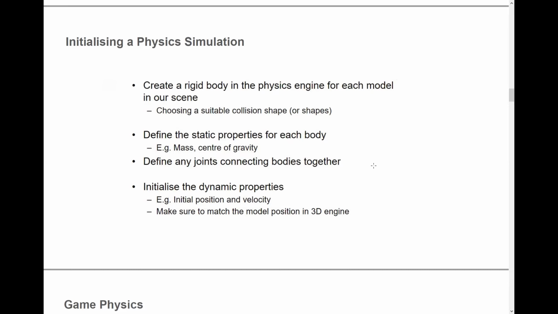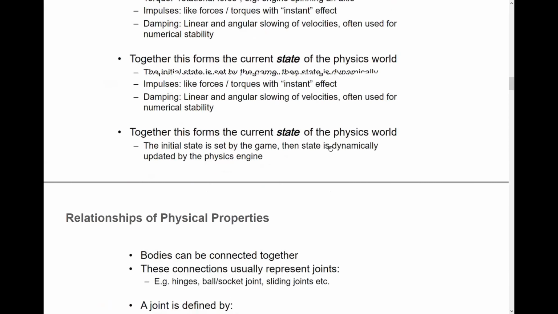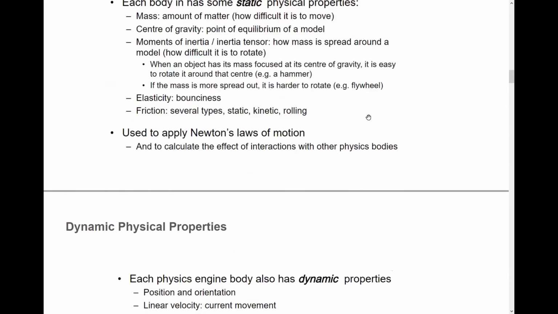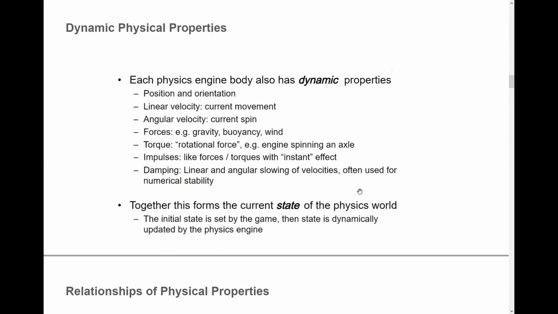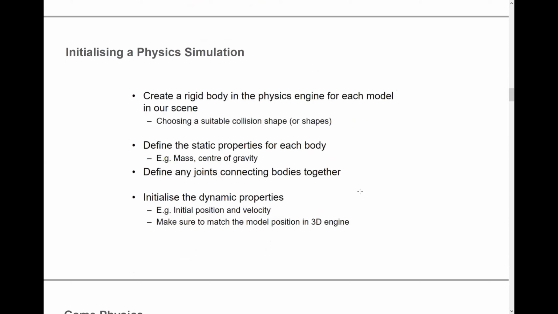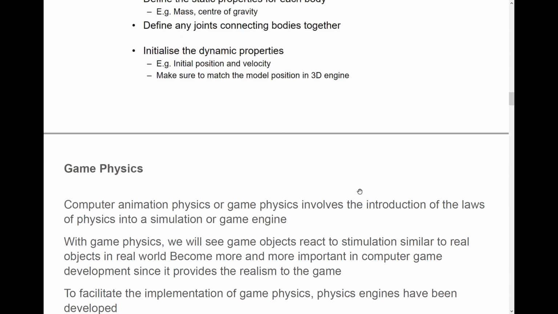Where the body should initially be, the initial position. The velocity of this body. Is it a linear motion? Is it an angular motion? So using these dynamic properties and the static properties, we need to define each of these for the bodies that we model in our environment. And then we need to define the joints that connect the bodies together.